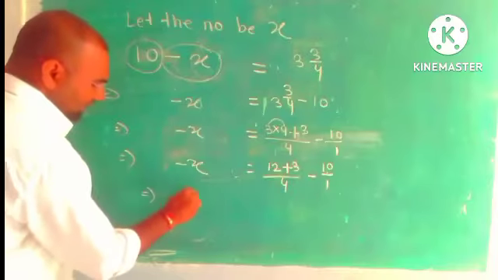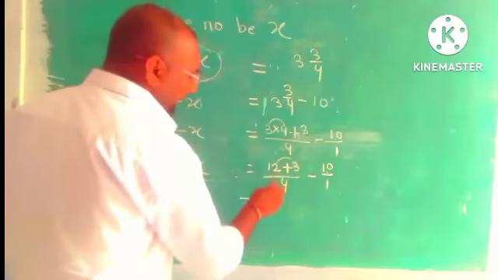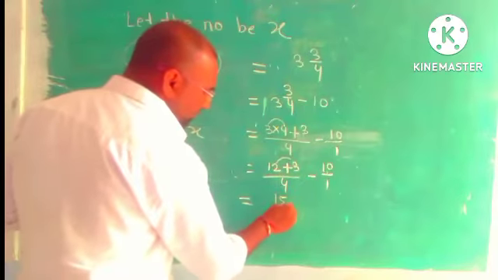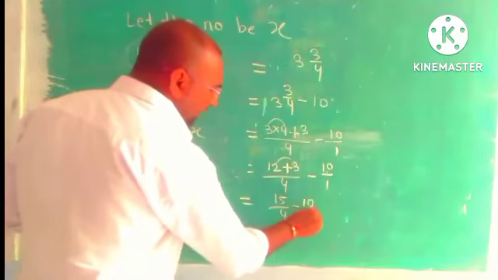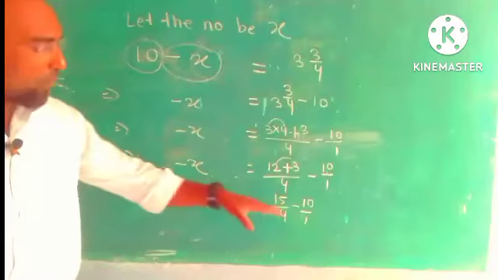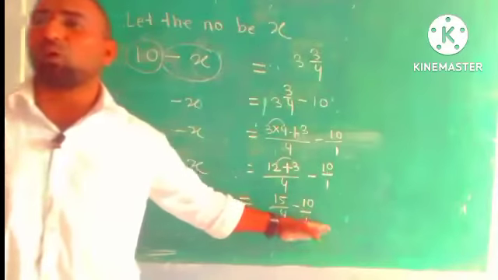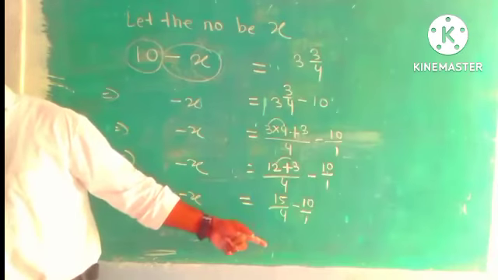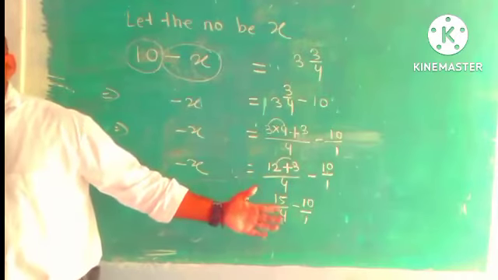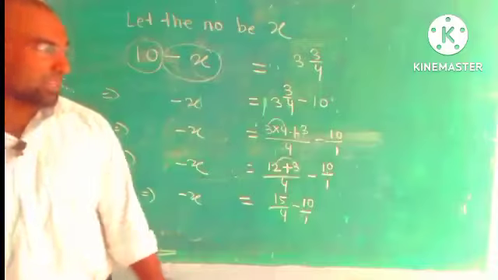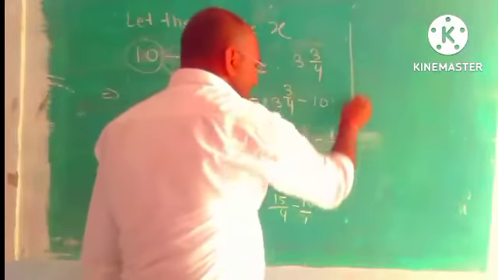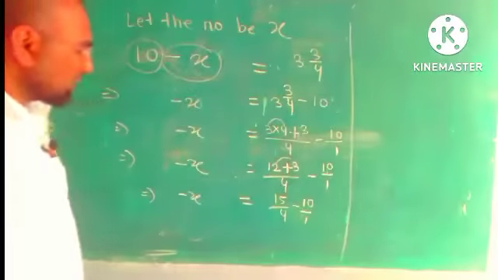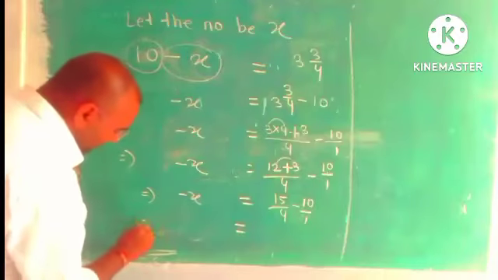Then again let's solve the next step. x is equals to what do we get here? 15 divided by 4 minus 10 divided by 1. So from here again we have two methods. One method is the LCM method and one method is the cross multiply method. So which method to use? Cross multiply. Okay, let's try cross multiply.